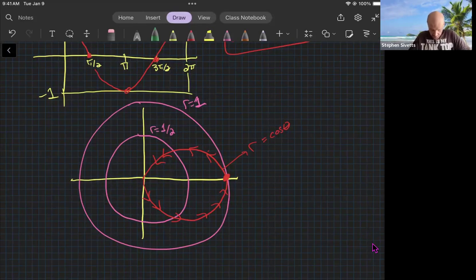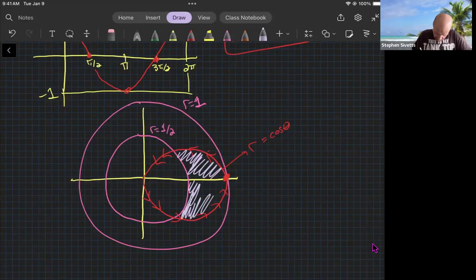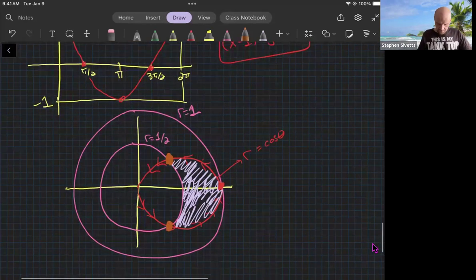But nevertheless, we want the region that is outside the circle of radius 1/2, and inside the circle r equals cosine theta. And that would be this region in here, and this region right here. So this region is constricted by two curves. So what that will constitute is figuring out these points of intersection here and then right here.